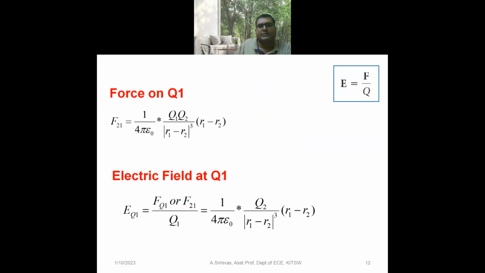Once again, the electric field at Q1. To calculate electric field at Q1, you are supposed to calculate the force at Q1 divided by the charge at the same point. You will get the equation based on the force equation.